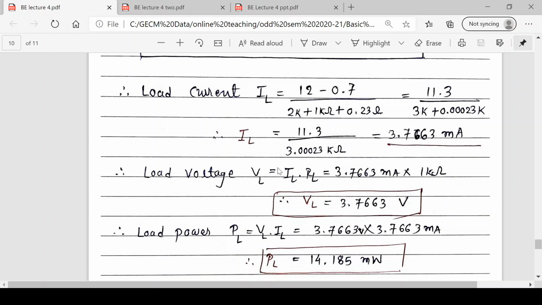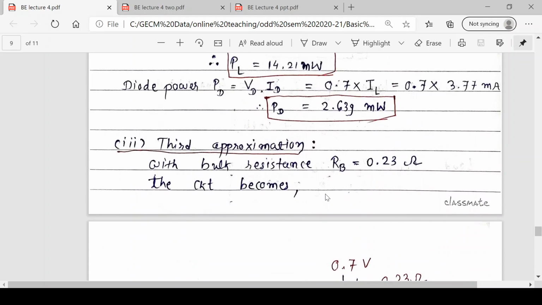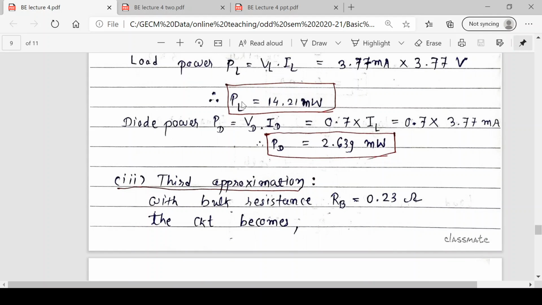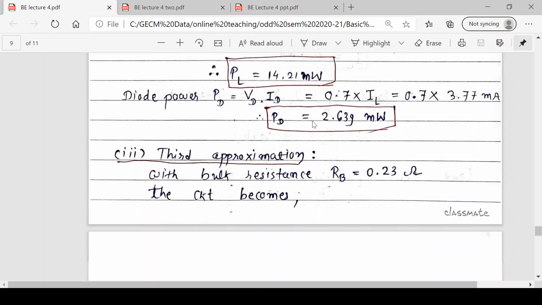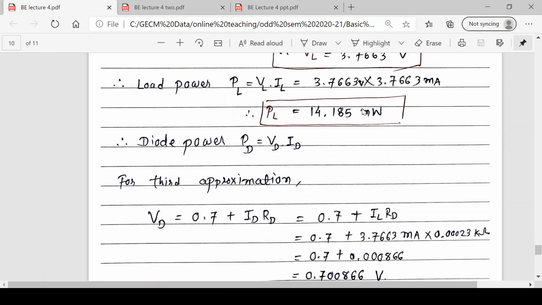Now let's find out load voltage. VL is equal to IL into RL. Load is 1 kilo ohm. So our answer will be 3.7663 volt. Load power, PL is equal to VL into IL. It will be 14.185 milliwatt. Now you can see it is a more detailed answer compared to the second approximation. Earlier it was 14.21. Now it says 14.185. Because detailing is high, our answer is nearer to the accurate answer.